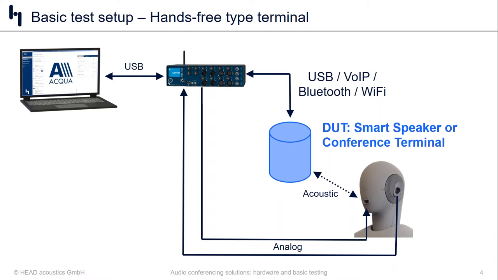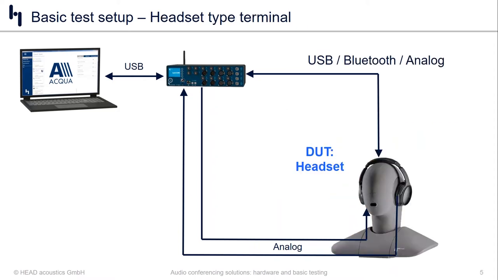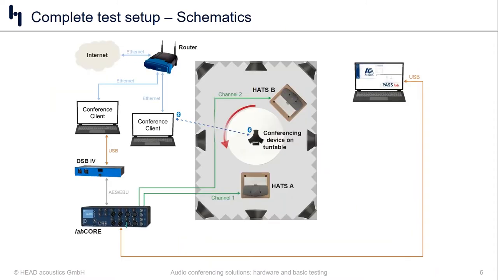Now, because we're talking about audio conferencing solutions, it doesn't have to be a hands-free terminal. It could just as well be a headset. So I am talking to you guys on a headset right now, for instance. So the basic configuration is going to be exactly the same, except in this case, our DUT is going to be head-worn. We'll have it on the head and torso, and we'll still be interacting with the device in much the same way.